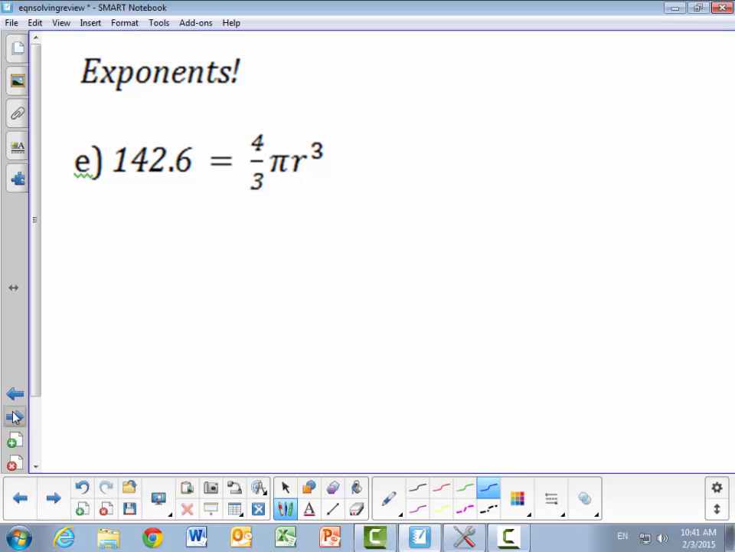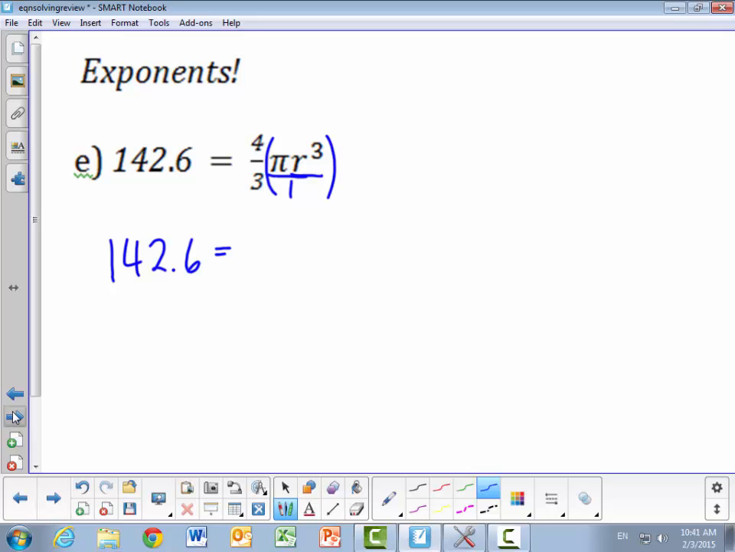Last example. Here we need to solve for r. It's the only unknown. So right now we've got to ask what's happening to r. It's being cubed, it's being multiplied by pi, and it's being multiplied by 4 over 3. One thing I recommend is rewriting this a little bit differently to start. I'm going to put this over 1 and make it a fraction. Pi r cubed over 1.